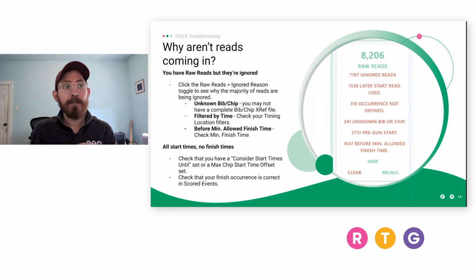Second one, make sure that your finish occurrence is correct in scored events. I see this every once in a while where people are doing a 2-lap or a 3-lap race where it finishes on the second or third occurrence, but they leave the default on the finish location for the scored event, so it's not correct. That's something that can cause problems as well. Just double check your finish occurrences to make sure you got the right one for this race.